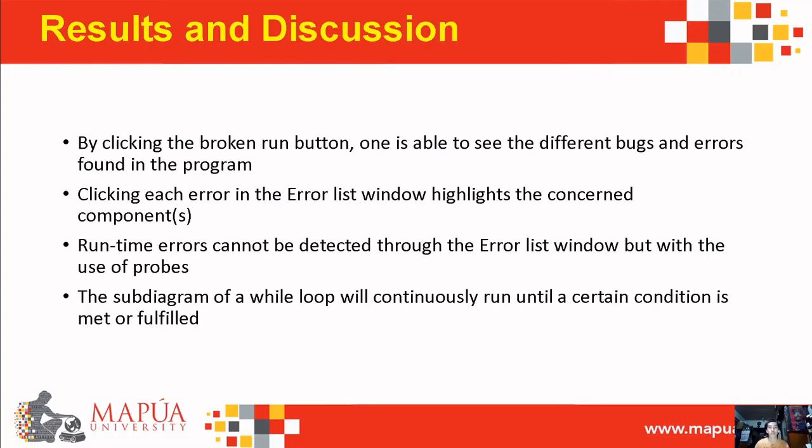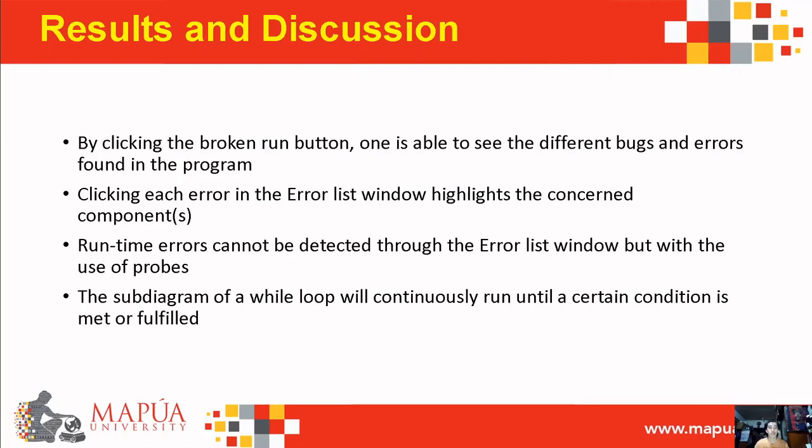Next is the results and discussion of the experiment. By clicking the run button, one is able to see the different bugs and errors found in the program. And this is through the pop-up of the error list window when we click the broken run button. Next, clicking each error in the error list window highlights the concerned components, since each error that we click in the error list window shows us which component has that particular error.